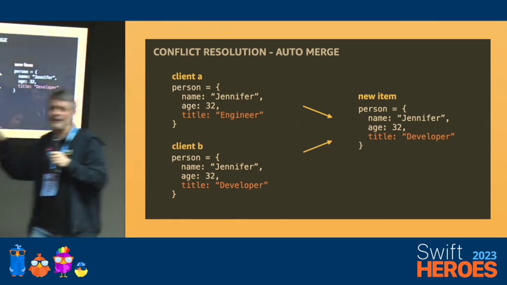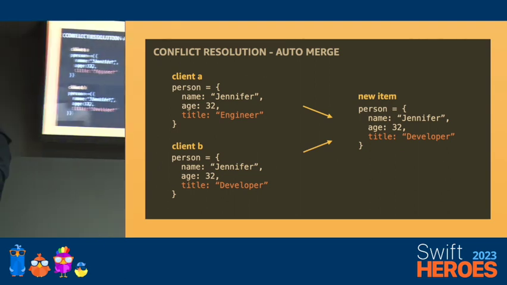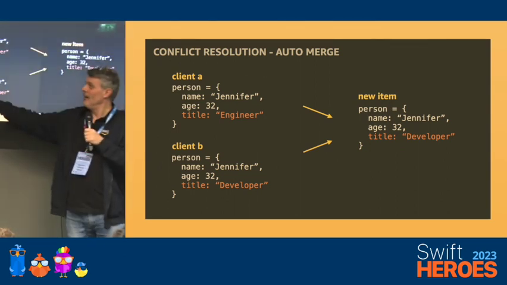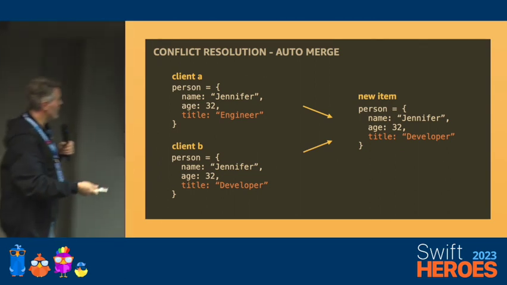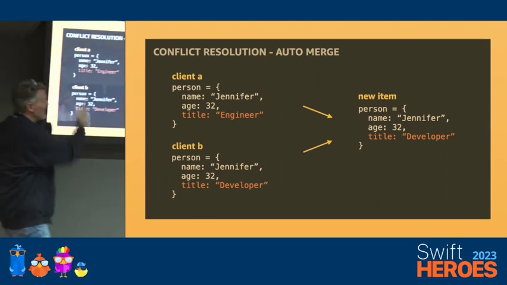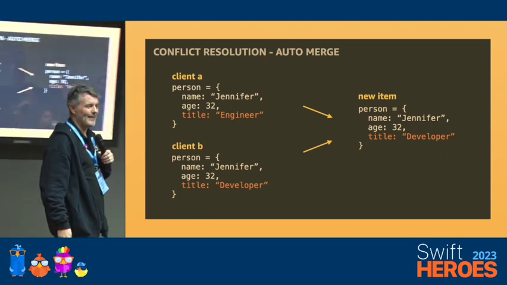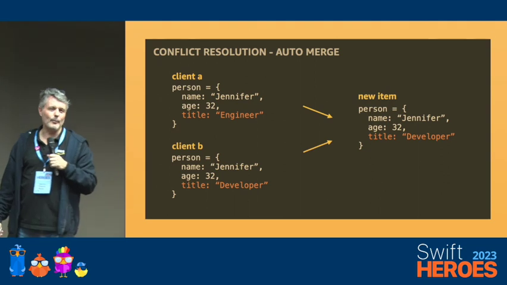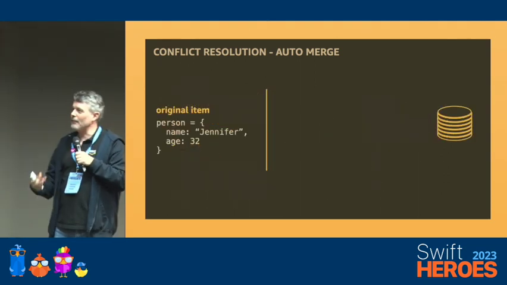But this is the worst case. This is the case where two customers are modifying the same properties. Ooh, I should not tap on the screen, the same properties for the same entity. There are a lot of other cases where auto-merge actually makes a lot of sense.